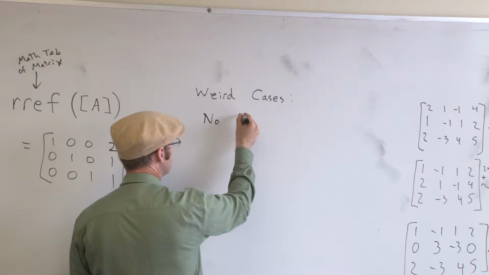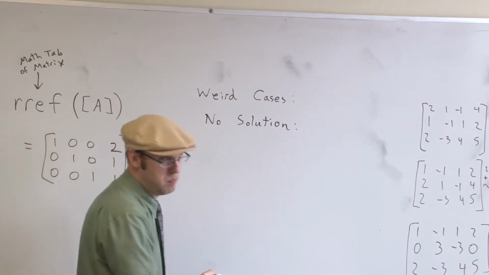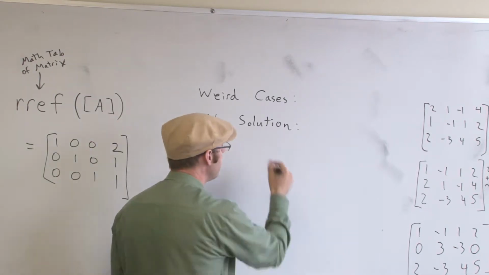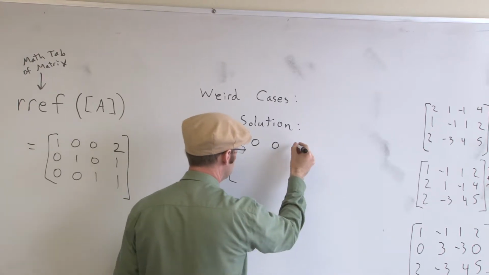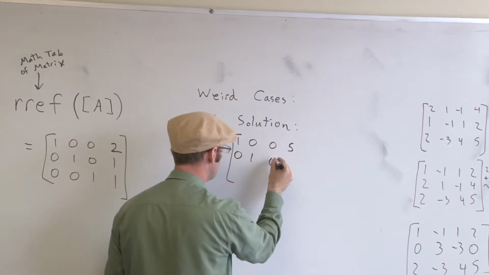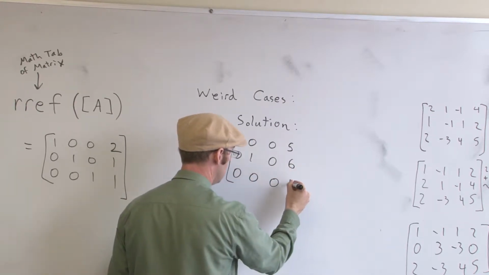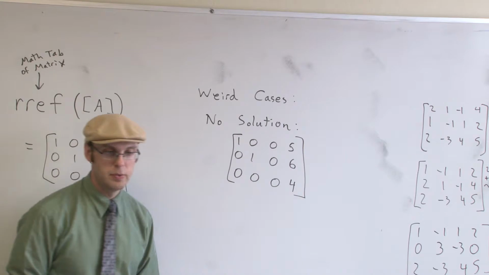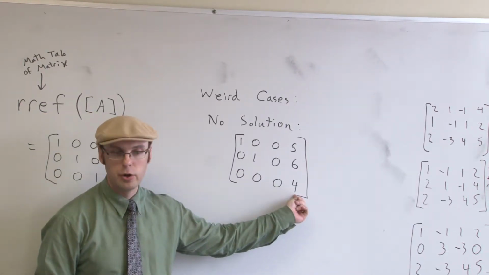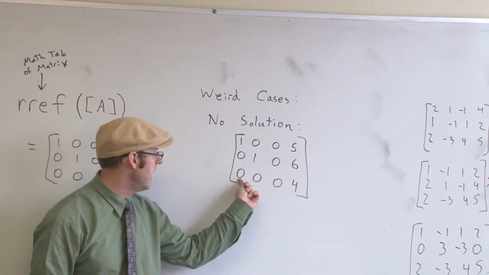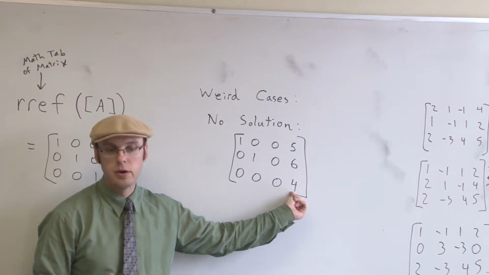If there's no solution, it will either yell at you, or it'll look something like this. It'll give you something which is absurd, which this equation says that 0 equals 4. So if you ever have all zeros and then a number as a row, you know that there's no solution.